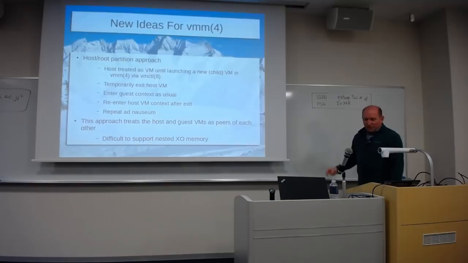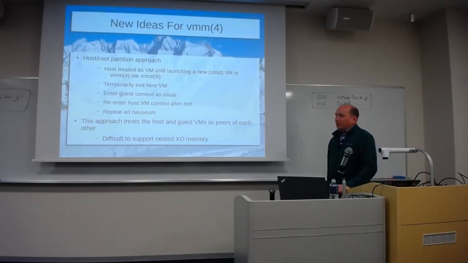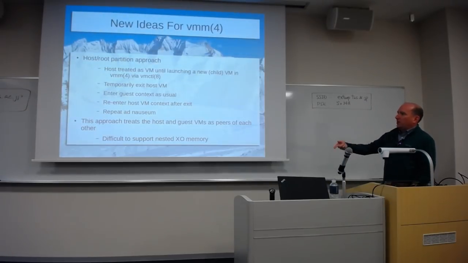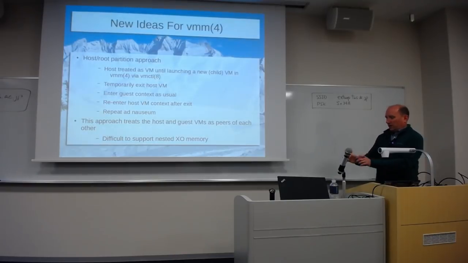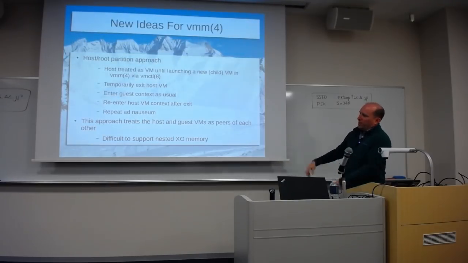There are two approaches. The first is a host or root partition approach. This is similar to how Microsoft does things in the new version of Windows Server. What we can do is treat the host machine as a VM until a new VM is being launched. Then we temporarily take the host out of VM mode, enter the guest as usual, and then re-enter the host context. Basically, you're swapping between the host VM and the guest VM over and over again. So these two VMs are essentially peers of each other. They can't read or write each other's memory, of course.